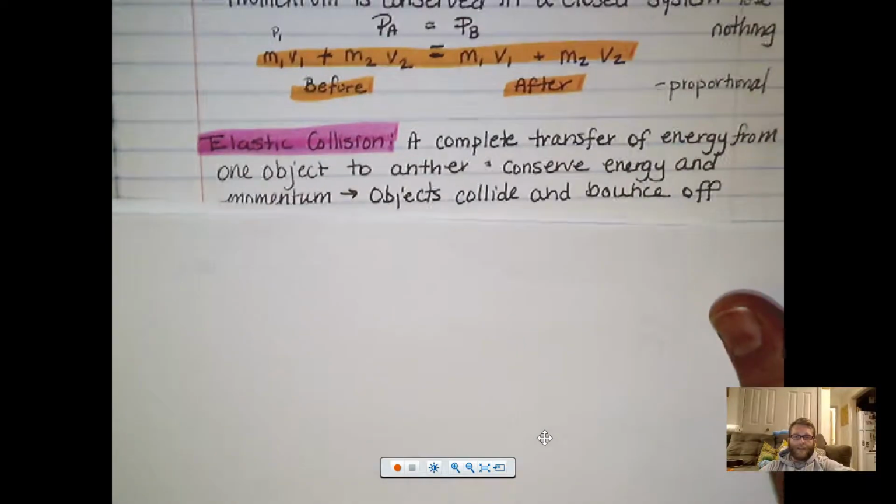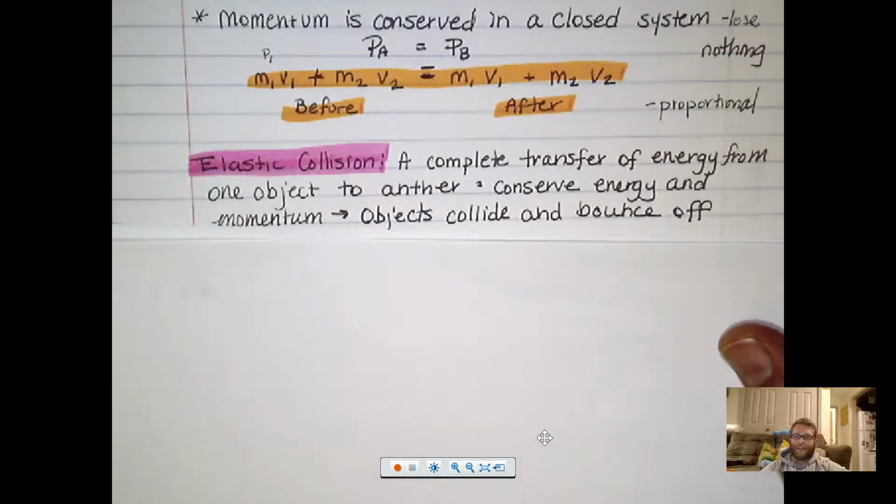All right, so let's talk about the two types of collisions that we might see in this situation. If we have an object that's in a closed system, generally the collision type that we're going to be looking at is what we call an elastic collision. An elastic collision is where you have a complete transfer of energy from one object to another. Essentially you conserve the energy, you conserve the momentum, so those objects collide and they bounce off, or they collide and they go in the same direction. So our objects collide but they separate. Objects collide and bounce off of each other, or they collide and continue going together, right?